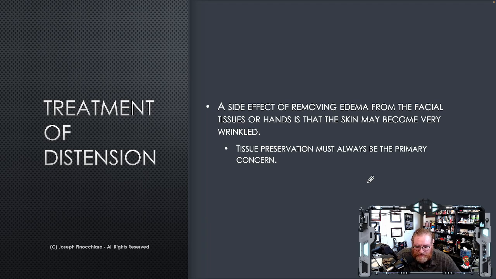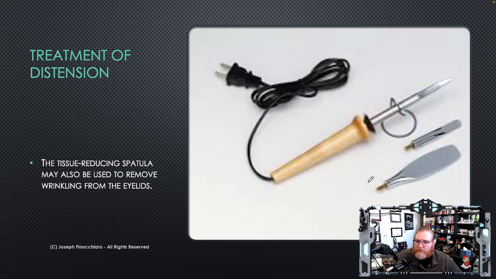It reminds you here, tissue preservation is always your primary concern. Everything else we can treat with wax and cosmetics, but if it's not preserved, we can't do any of that. The tissue-reducing spatula may also be used to remove wrinkling from the eyelids. You might say, what is a tissue-reducing spatula? It is literally a soldering gun that has a different tip.